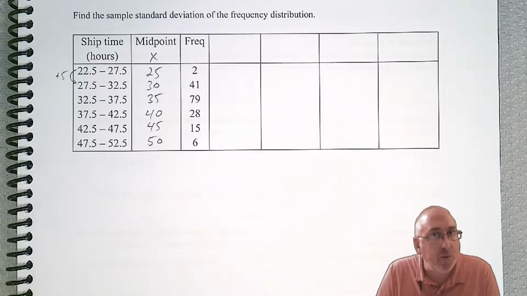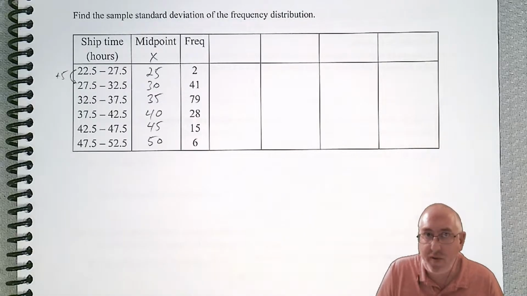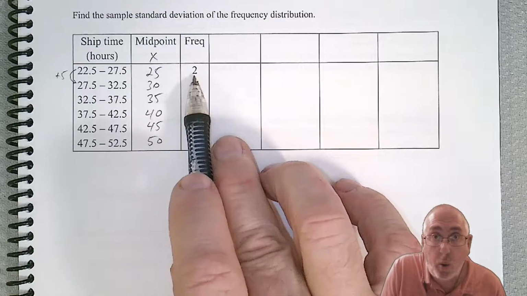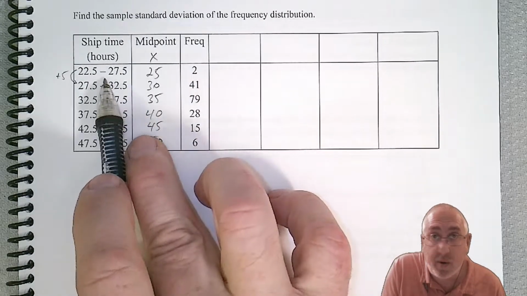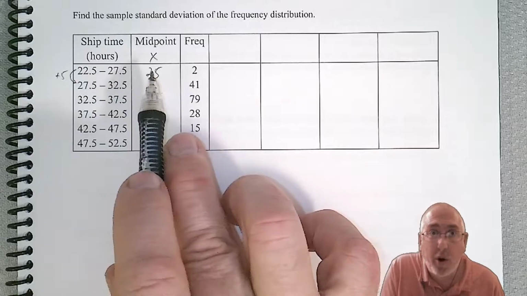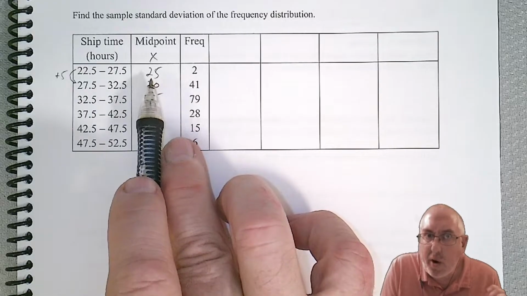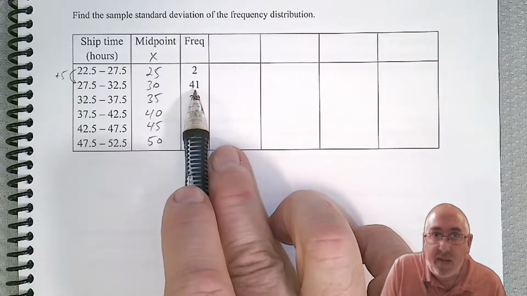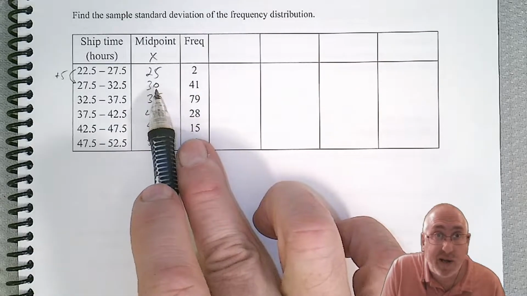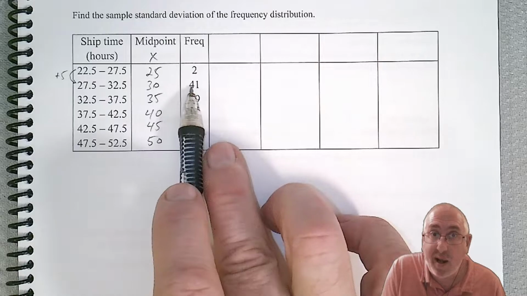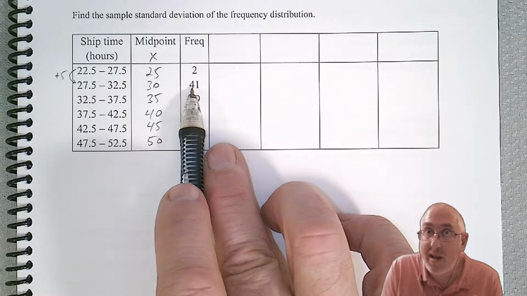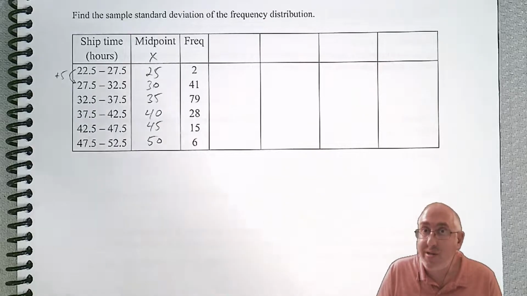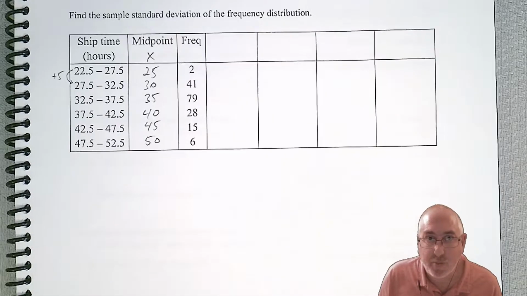Those are the numbers that we're going to use to represent the data. It's not the actual data, but it's representations of the data, because we don't know what they are. All we know is that there's 2 numbers in this interval, but we don't know what they are. So we're going to guess that they're somewhere in the middle of that interval. So 25. And in this case, we're representing this interval by the number 30, and we know that there's 41 of them in there, and so on. So we can now proceed just like we did in the previous problem.